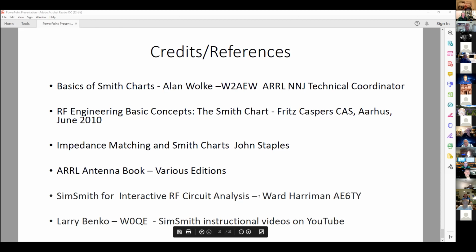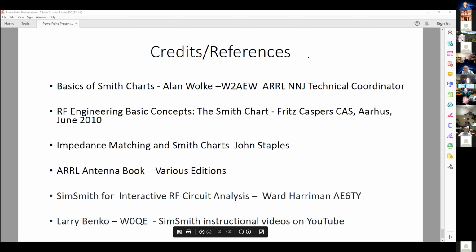SimSmith for Interactive Circuit Analysis, which is SimSmith's official name, by Ward Harriman and Larry Benko, W0QE. He is a retired electrical engineer who, amongst other things, does SimSmith instructional videos on YouTube. These guys are really good. As far as learning this and how to use it, there are literally tens of hours of YouTube videos on this subject. And Larry Benko is excellent.